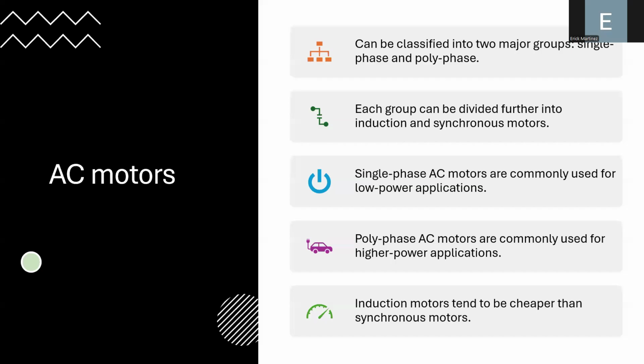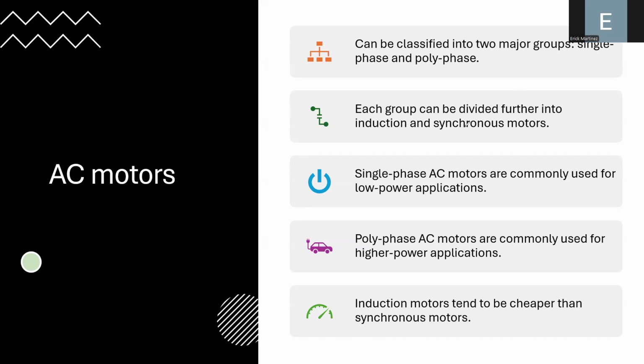Okay, so hello everyone. In this video, I wanted to make a brief introduction into what is an AC motor and also explain the different types of AC motors that we have available. In general, we can say that AC motors can be classified into two major groups. We have single phase and polyphase motors. The difference between single phase and polyphase motors refers to the number of sinusoidal voltages that we need in order to power these type of devices.